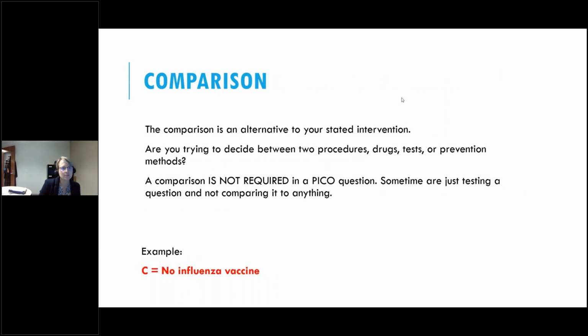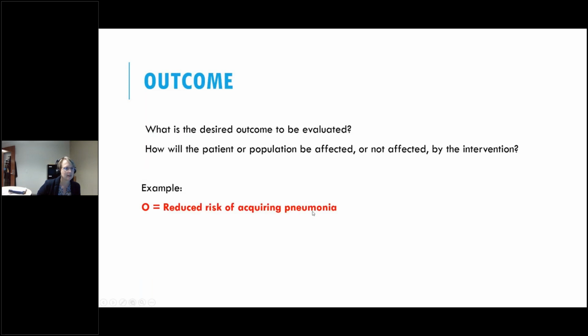You do not have to have a comparison, but if you do, it is something that it's comparing to your intervention. So you might have 2 different procedures, 2 different drugs, 2 different training methods, that sort of thing. And mine is no influenza vaccine. And then your outcome is what are you looking at that you hope to accomplish, or what do you think might happen? And my outcome is I'm hoping for a reduced risk of acquiring pneumonia, or my hypothesis you might be.